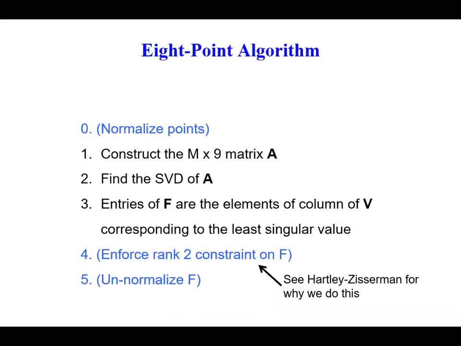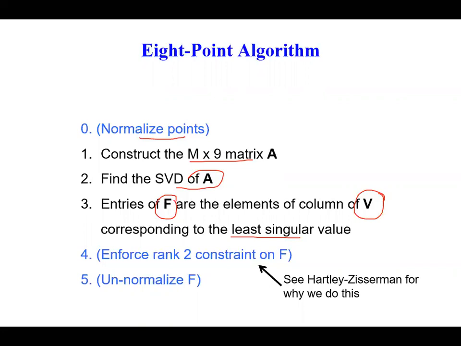Just to put things in steps in order to solve for this 8-point algorithm: normalize the points and then construct the M by 9 matrix A. Find the SVD of A. Of course, the entries of F are the elements of the column of V corresponding to the least singular value. In other words, we'll get the eigenvector corresponding to the smallest eigenvalue. We'll show a little bit later today an example in MATLAB. Things will be a little bit clearer for your imagination.